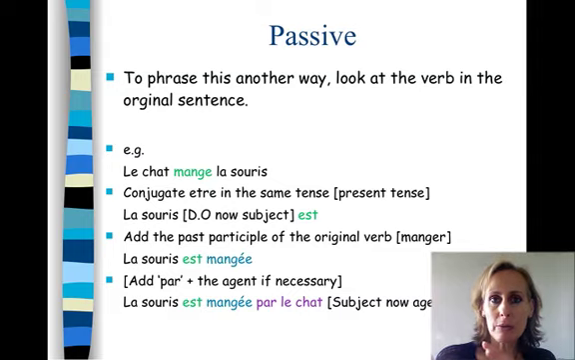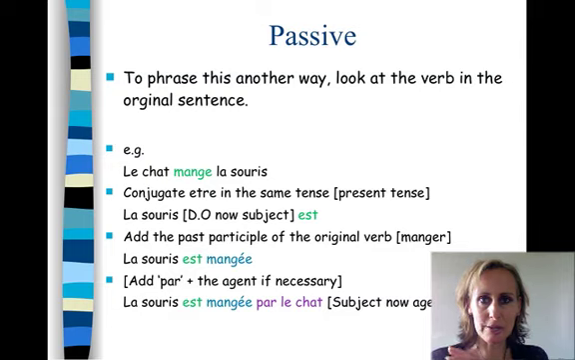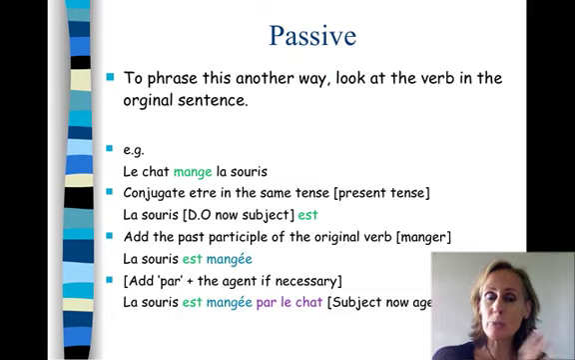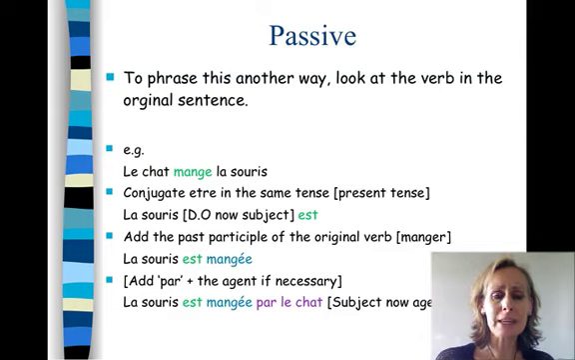So la souris, which was the direct object, now becomes the subject. Let's make être agree with la souris in the present tense: est. We then add the past participle of the original verb, which was manger. La souris est mangée. Note that we have an agreement there. Mangée has an E because la souris is feminine, and it needs to agree with it because we have être. It's acting like an adjective, in fact.